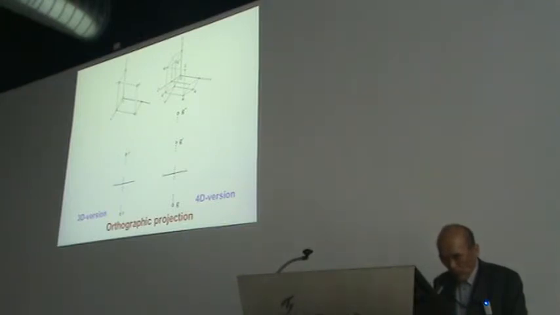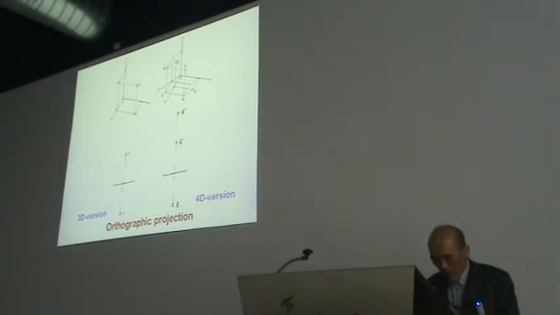Hereafter, a plan is called a two-dimensional front view, an elevation a three-dimensional front view, and a four-dimensional hyper-elevation a four-dimensional front view. In general, an n-dimensional elevation is called an n-dimensional front view as a unified terminology.